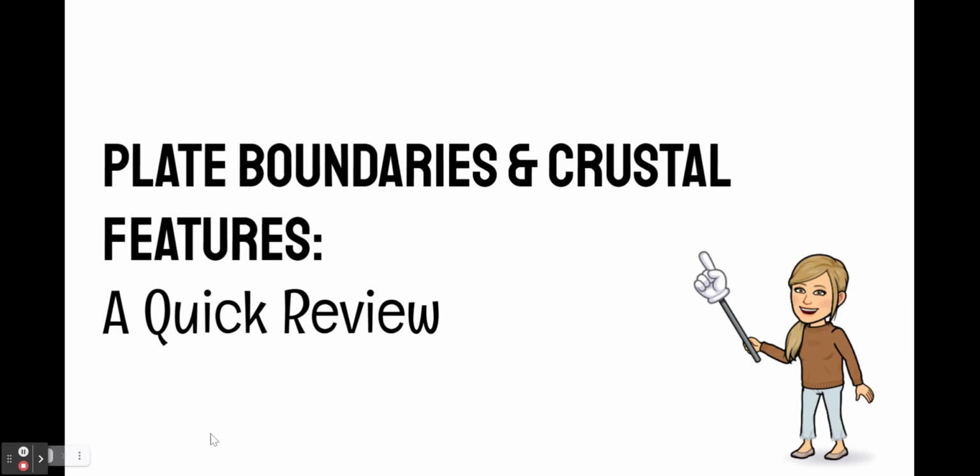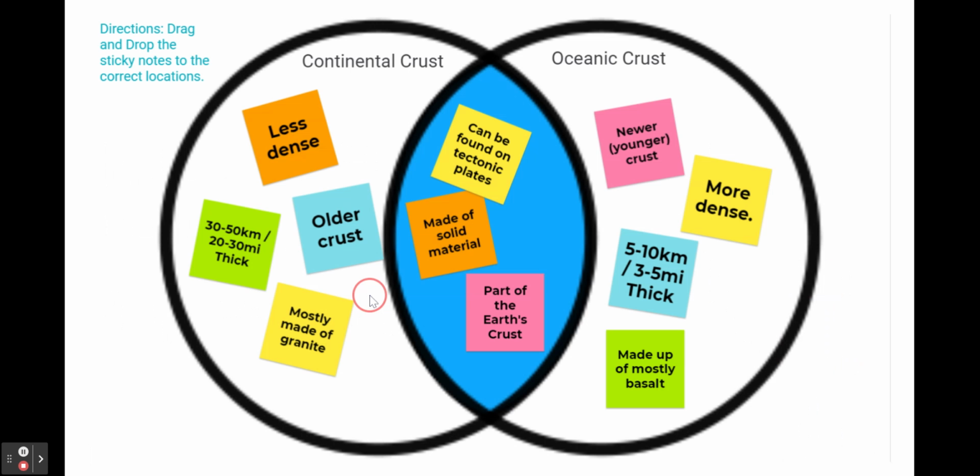Hi friends, let's review real quickly all of the landforms that can be found at all the plate boundaries. So we're going to start with looking at the two types of crust. There are two types of crust, or two types of plates that are on Earth. There's continental crust, which is land, and oceanic crust, which is crust at the bottom of the seafloor. It's at the bottom of the ocean.